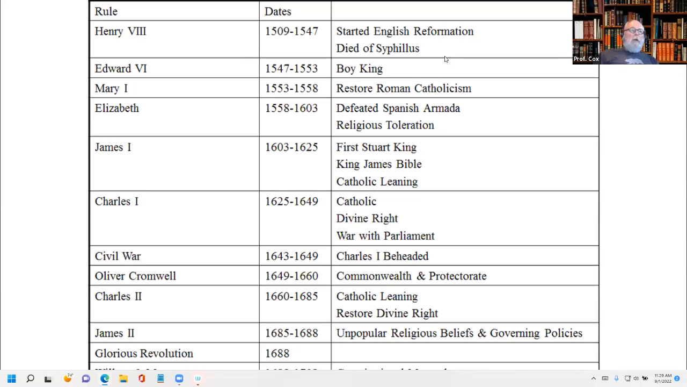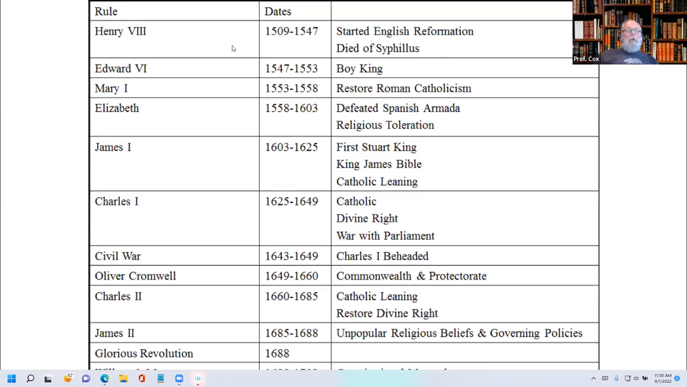So eventually what ends up happening is that Henry has Parliament pass a law that makes him head of the church in England. And as head of the church in England, then he can ask for an annulment and he can grant it to himself. So he did, right? The whole thing was engineered to be able to annul his first marriage.